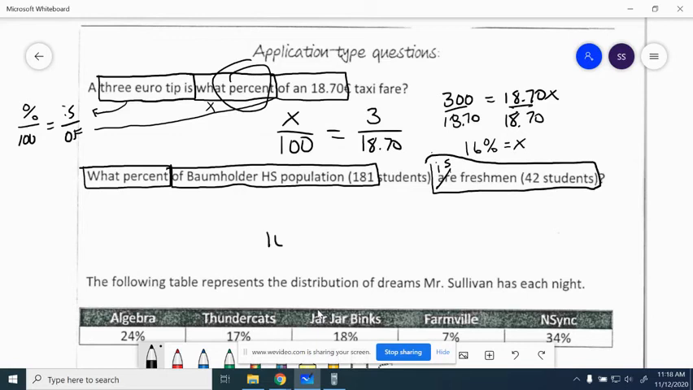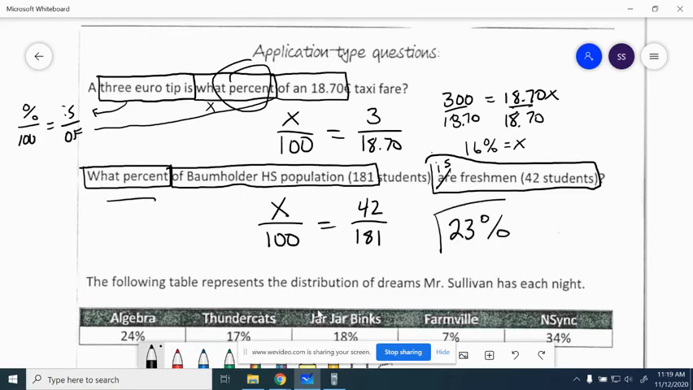So let's set this thing up. So we got 100 is equal to what fraction? So again, we're looking at what percent. Anytime it's asked for what percent, we know that the X is going on the top left. Okay, "of" is with 181, "of" is on the bottom. So this goes 181 on the bottom, and "is" goes with 42, so 42 goes on top. And again, now we're just going to cross multiply and divide. 100 times 42 divided by 181, and we get 23. Again, we're asking for percent, so do not forget to put the percent symbol there.